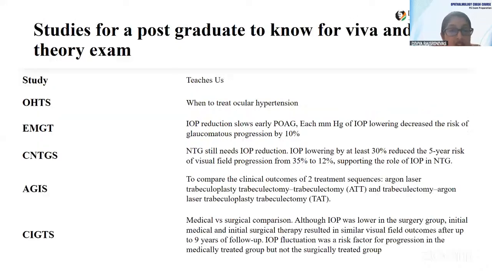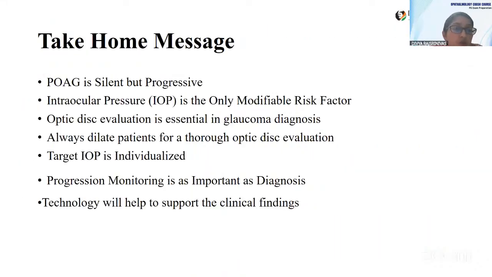So these are some of the studies that a postgraduate should know about, like the OHTS, the EMGT, CNTGS, AGIS, and the SIGT. So the take-home message: primary open angle glaucoma is a silent but progressive disease where intraocular pressure is the only modifiable risk factor. Always, you have to dilate the patients and do a thorough optic disc evaluation. And once the patient has been diagnosed, set a target intraocular pressure. Always keep monitoring the progression of the condition. And just remember that technology will just help to support your clinical findings.